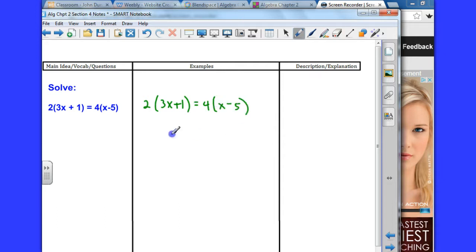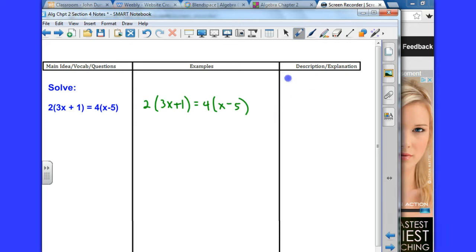Well, this one looks slightly different. It's a little bit more complicated. There is one step that we have to do in this one that we did not have to do in the previous question, and that is get rid of parentheses. If you have parentheses, you have to get rid of those first. If you have parentheses or like terms, you have to simplify both sides.